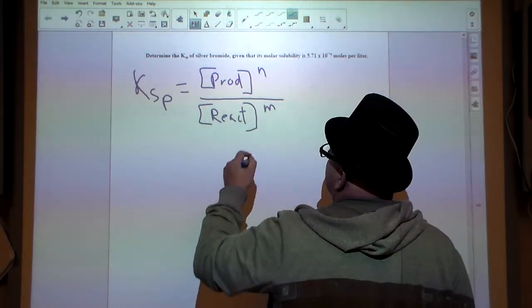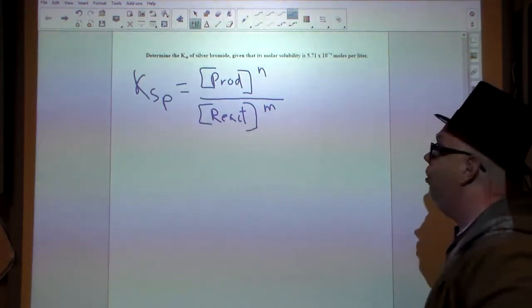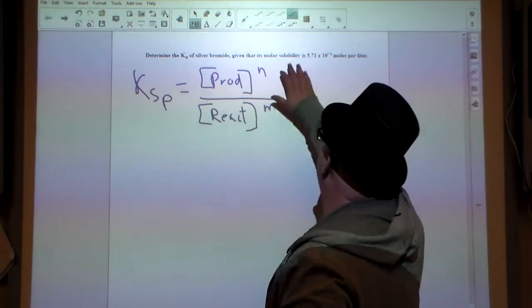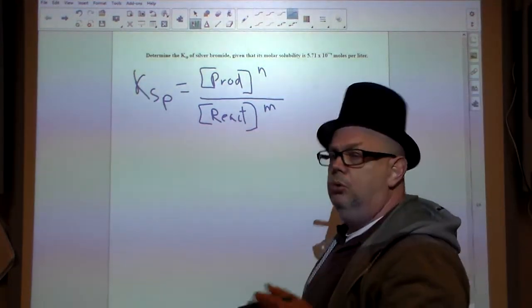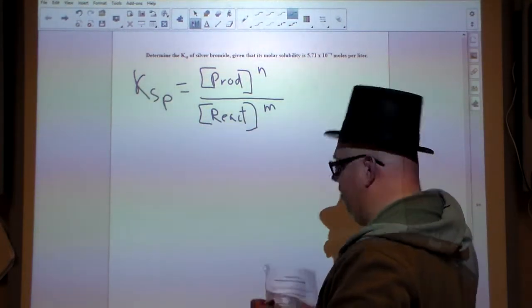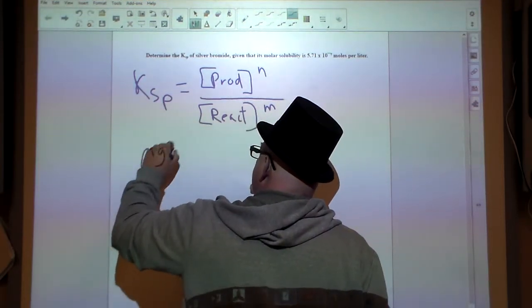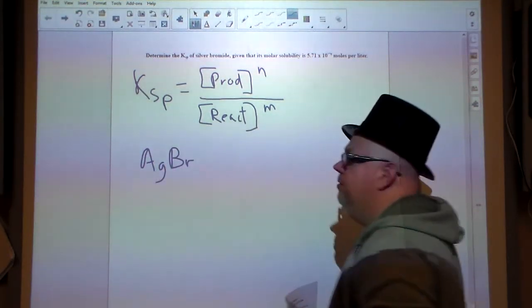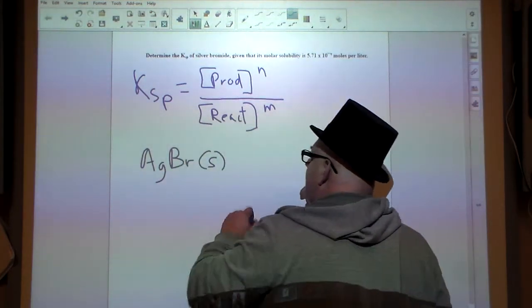Now, in this case, they're asking us to determine the KSP of silver bromide, given that its molar solubility is 5.71 times 10 to the minus 7 moles per liter. So what in the world does that look like? Well, when we look at silver bromide, here we go, AgBr. This is silver bromide, and it is a solid.